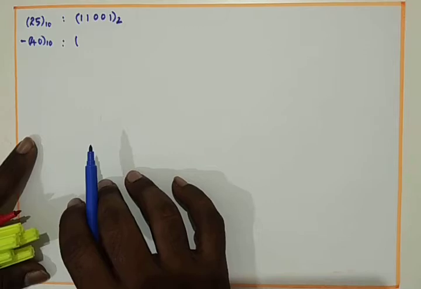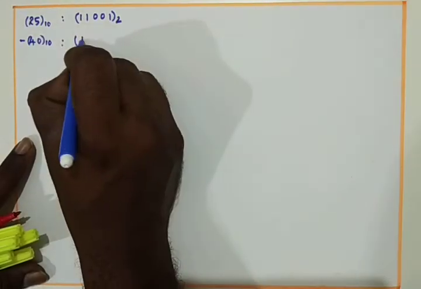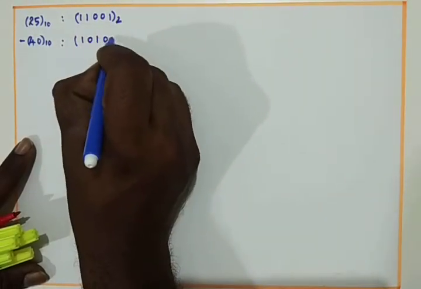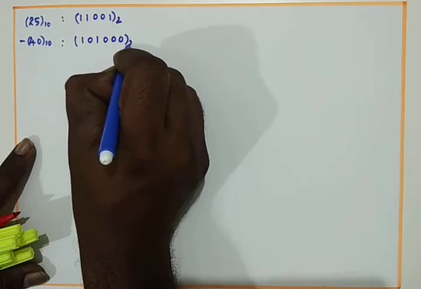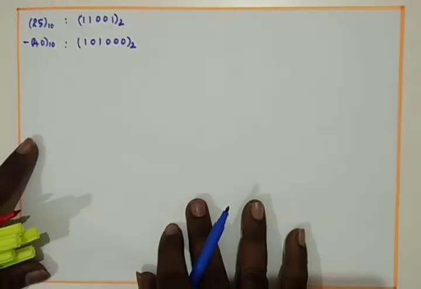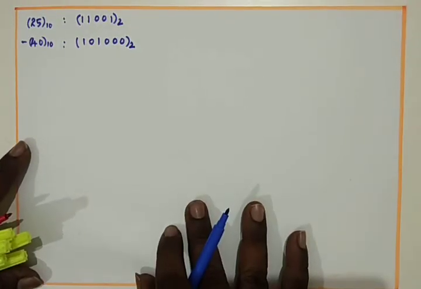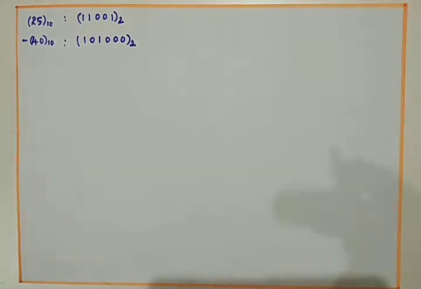40 will be 1 0 1 0 0 0. It is base 10 now. 1 0 1 0 0 0, it is base 10. Then we have to go with step 2 now.